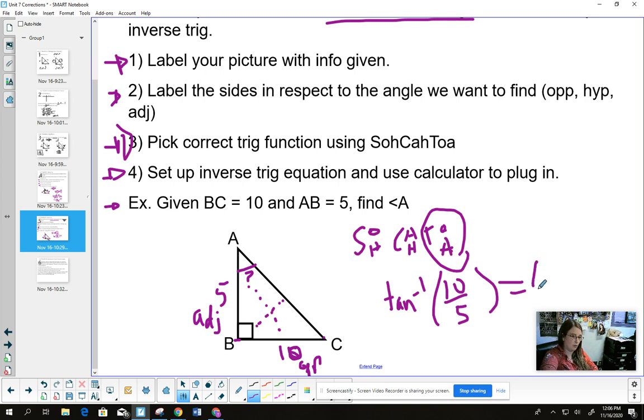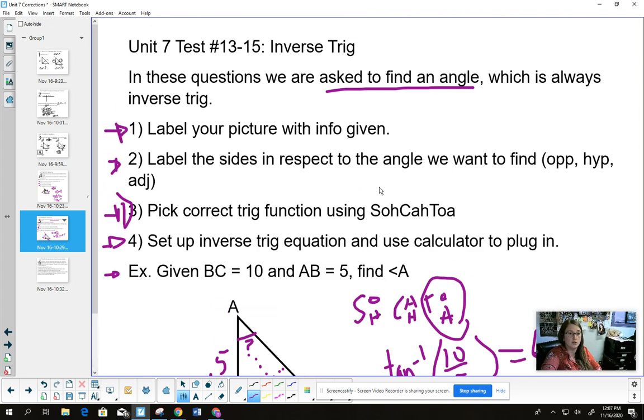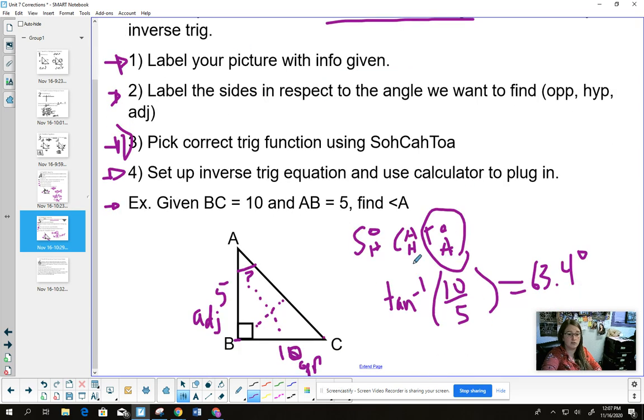You should get 63.4. So if you want to check that in your calculator, make sure you can get that correct answer. That is what it is. So check those 3 questions. That's all you're doing for all 3. Draw the picture, label opposite, hypotenuse, adjacent, pick the trig function, go from there.